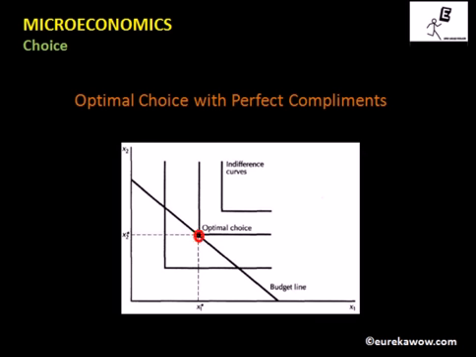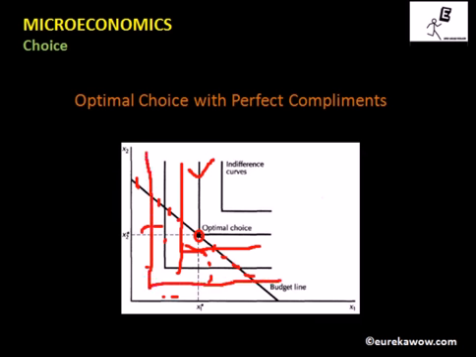Why? Because if we take any other bundle which is lying on the budget line or anywhere on the budget set, we can clearly see that all these points, though they are affordable, will be lying on a lower indifference curve as compared to this indifference curve. So all of them are lying on a lower indifference curve. As a result, this is the point of optimality of the consumer.